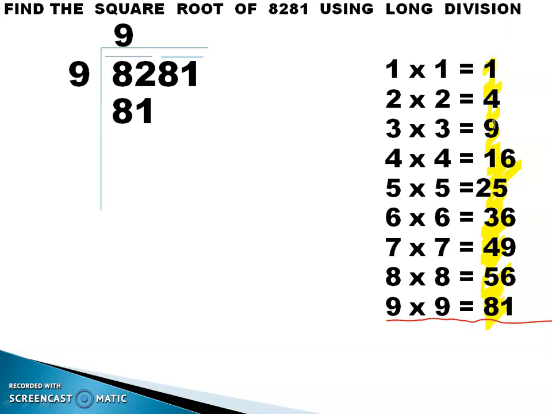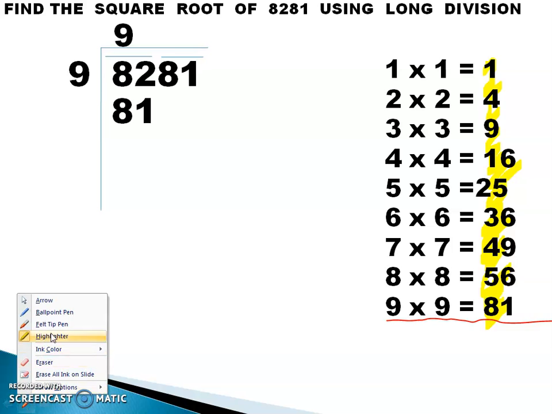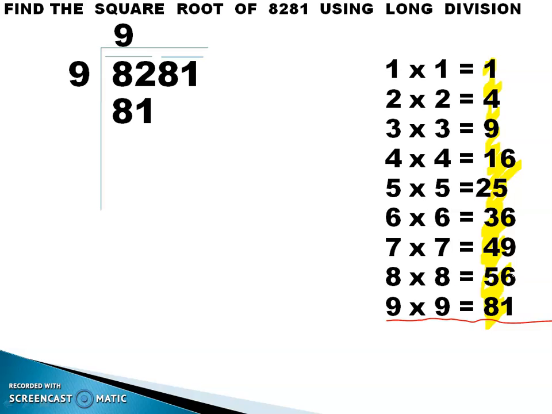1, 4, 9, 16, 25, 36, 49. Oh, is this the perfect square? No. What is the mistake there? It is 64. So students, this is not 56. It is 64. 8 into 8, 64. Clear?